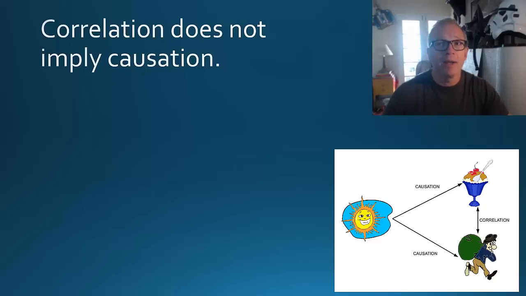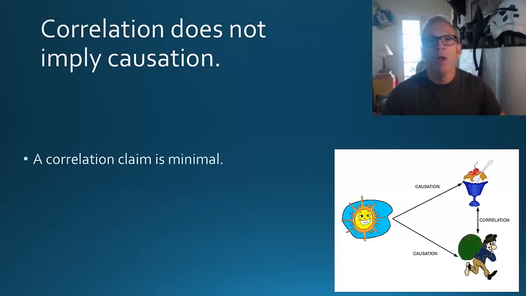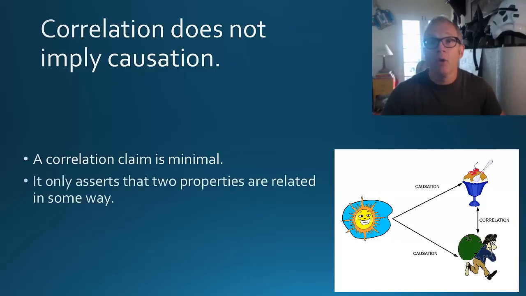But right now, we've got to understand that a correlation claim is minimal. It does not make a causal claim. So here's an example. Correlation claims are minimal. It only asserts that two properties are related in some way, but we can't assume that one causes the other, or that the second causes the first, or make any assumptions about what's causing the thing to happen.